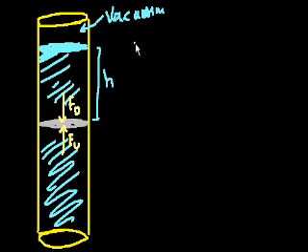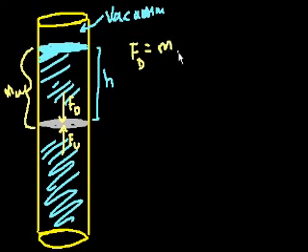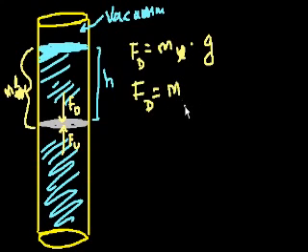So let's figure out what that is. The force down, which is the same thing as the force up, is going to equal the mass of this liquid times the gravitational constant. Actually, I shouldn't say water, because I said this is going to be some random liquid. So the force down is going to be equal to the mass of the liquid times gravity. And what is that mass of the liquid?